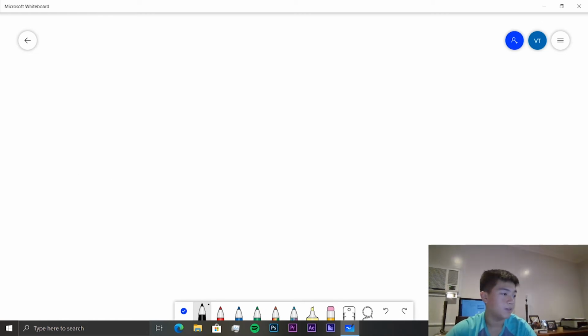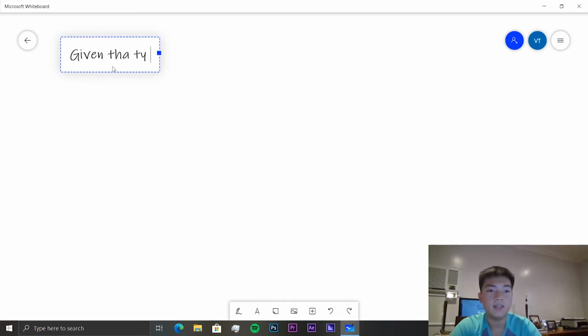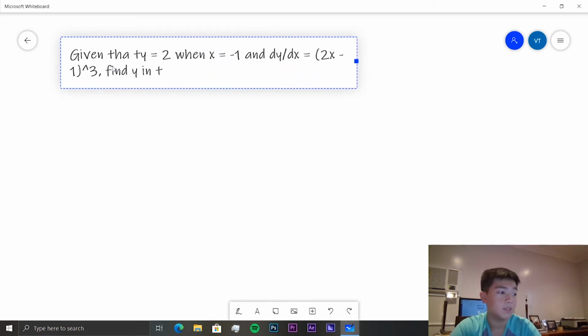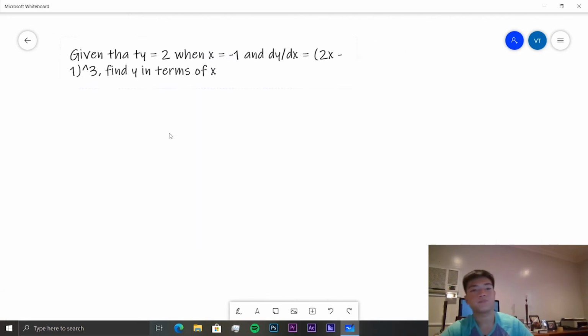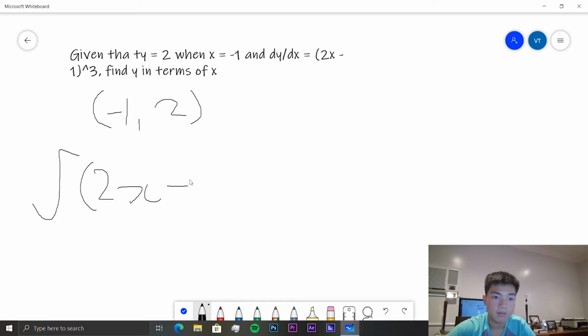I'll type this out. So given that y is equal to 2 when x is equal to negative 1, and dy over dx is equal to 2x minus 1 cubed, find y in terms of x. So we have the point negative 1, 2 on the curve, and so we have to integrate 2x minus 1 cubed.